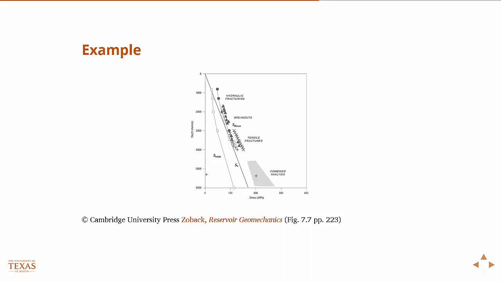I'm actually having to jump around a lot because I don't really like the way that it's presented in Zoback's book. So basically what we were talking about up to two slides ago was in chapter 6, and now we're into chapter 7 here, where we're using breakout data and SHmin from hydraulic fracturing to infer what SHmax is. And so this graph comes from chapter 7.